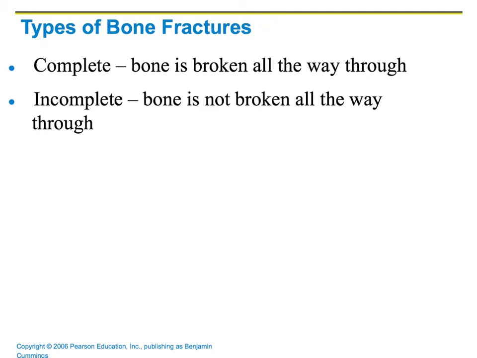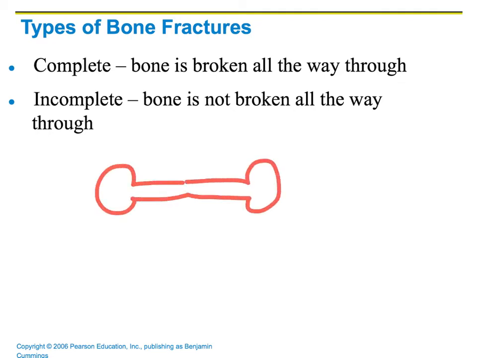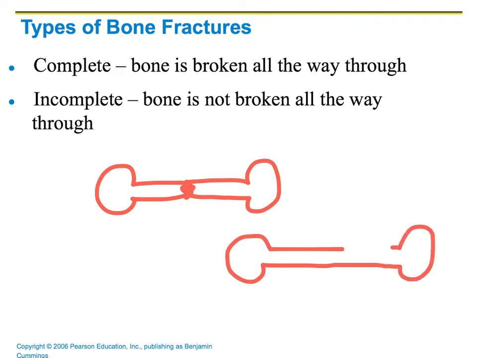All right, complete and incomplete are self-explanatory, I believe. If you can trace the fracture from one end of the bone to the other, it's a complete fracture. If some white shines through, so to speak, on an x-ray, if the fracture starts on one end but doesn't penetrate all the way to the other end of the bone, it's an incomplete fracture.